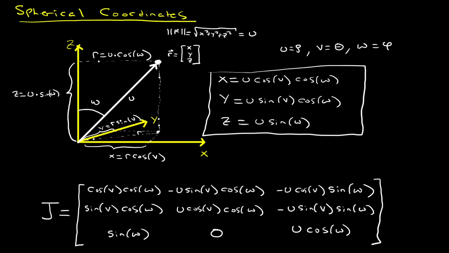In general, u ranges from 0, which is the origin, all the way up to some maximum radius away from the origin. v, the angle from the x-axis, is in general an angle from 0 to 2 pi, or all the way around the x-axis here. And w goes from 0 to pi, with 0 being the upper positive z-axis, down to pi, which is the negative z-axis.